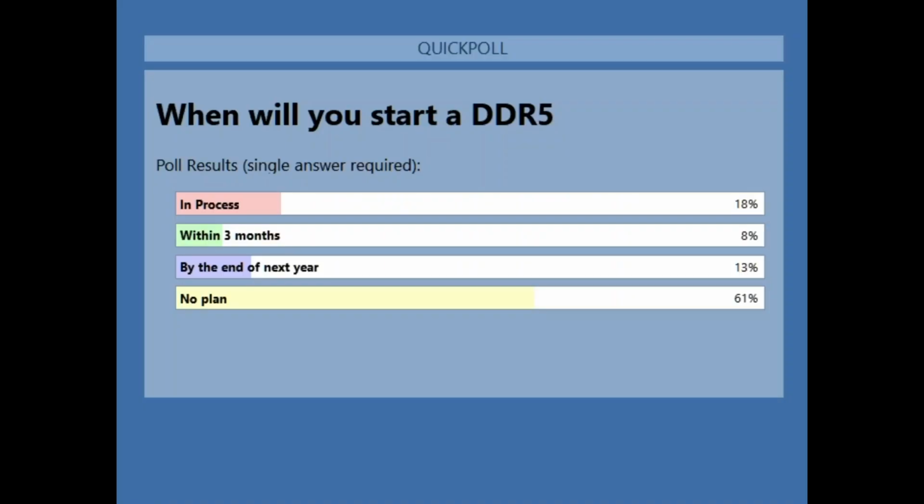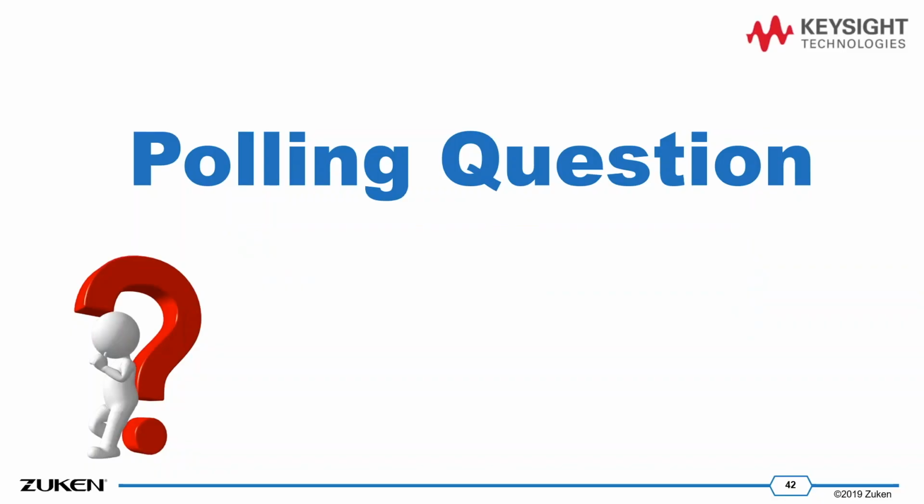So the question is, when will you start a DDR5 project? And the most common response, no plan at this time. Fair enough. The second most popular answer is that they have one in process. 13% by the end of next year and 8% within the next 3 months. So great responses. Thanks, everyone. Very interesting responses as well as in terms of DDR5. All right, I'm going to close out this poll and I'm going to hand it back over to Stephen.